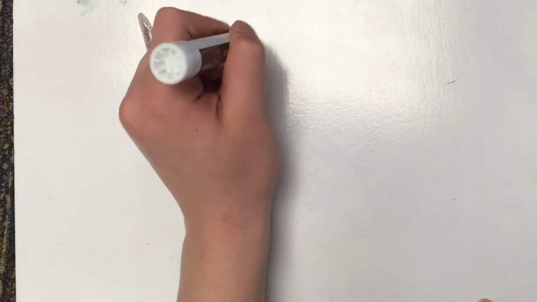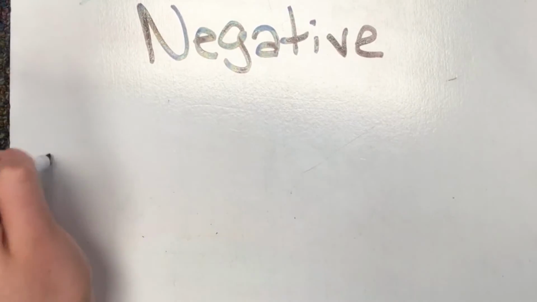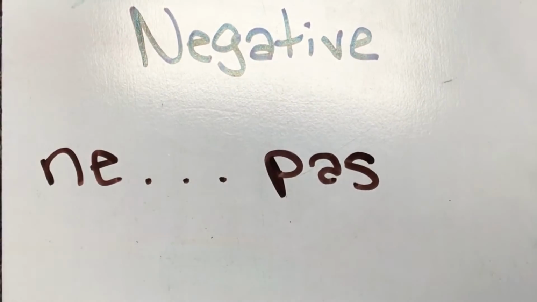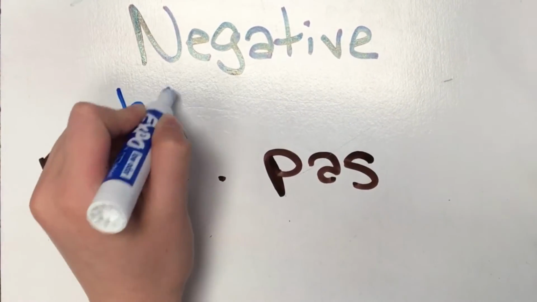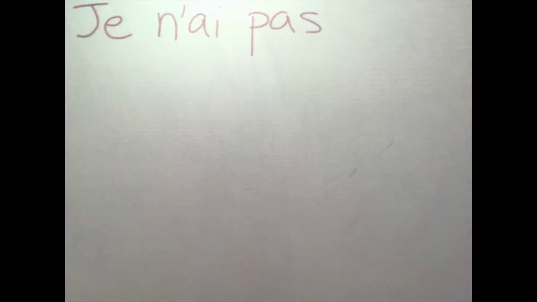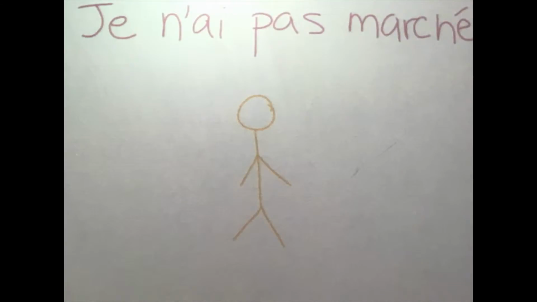Just like in present tense, you can form a negative sentence in passé composé. In order to make the sentence negative, you put ne pas around the helping verb. For example, if you didn't walk, instead of j'ai marché, you would say je n'ai pas marché.